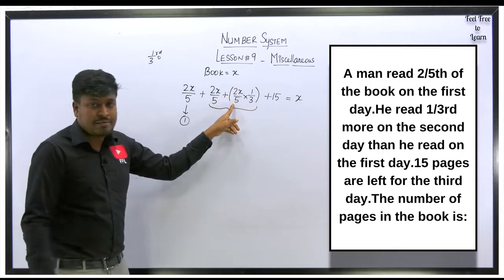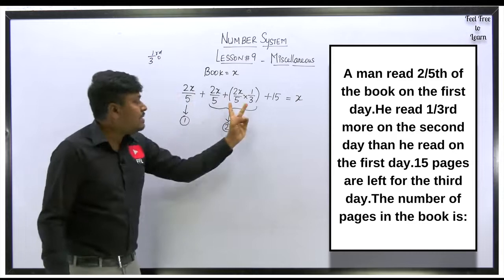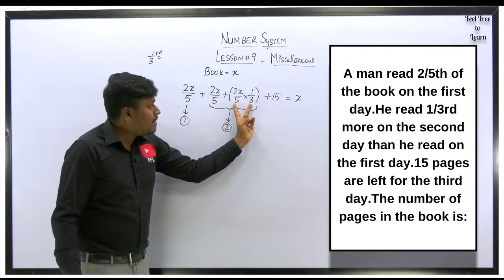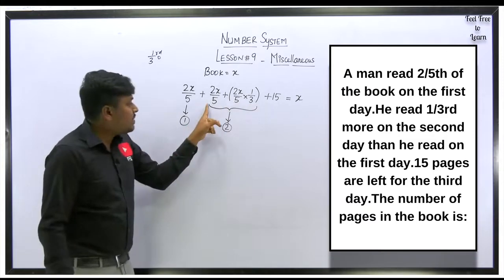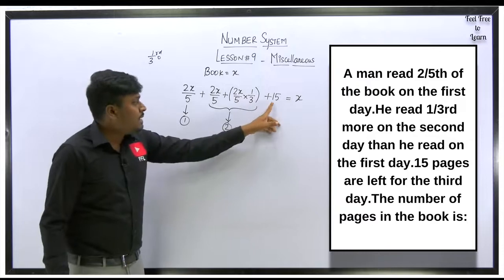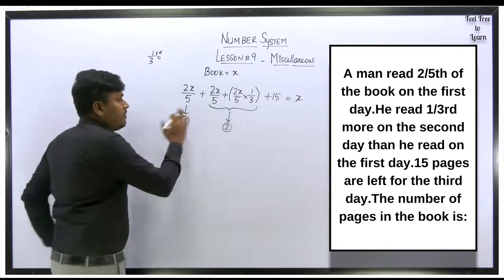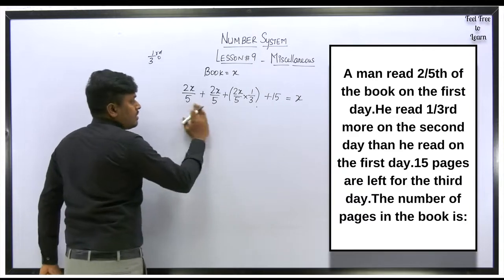The first day is 2x/5. Out of this he is reading 1/3 more. So that's the reason I have found what is 1/3 of what he read on the first day and added it to the second day's work. So this will be the total number of pages that he read on the second day. And on the third day, 15 pages are left. Got it? So let me find the value for all the three. The resultant will be the total number of pages of this book.